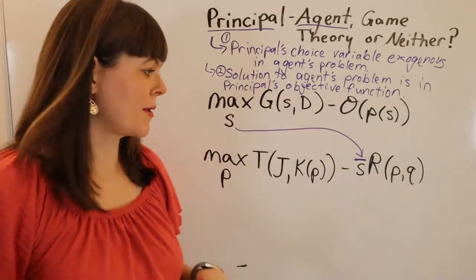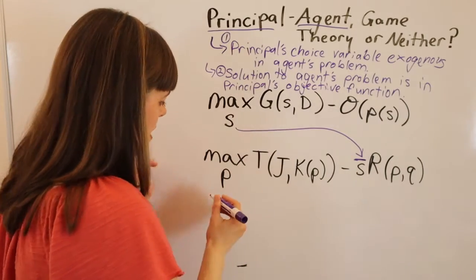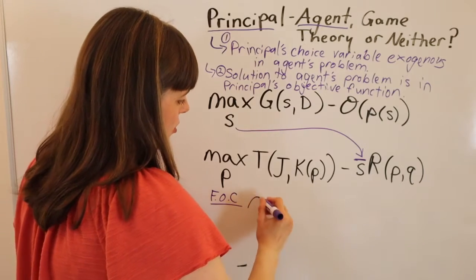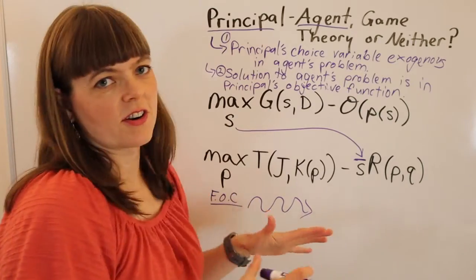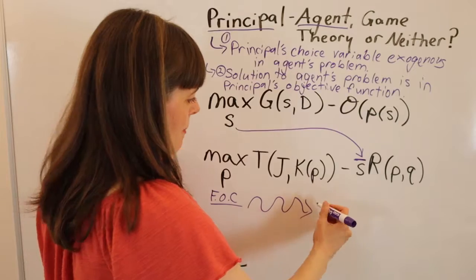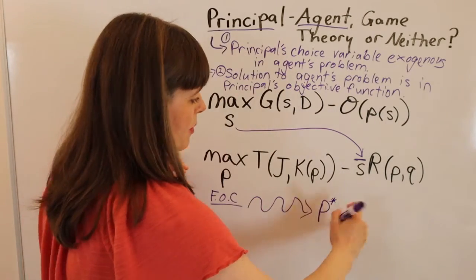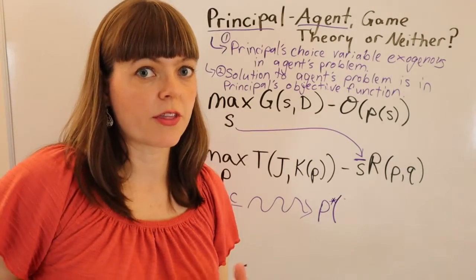And let me show you what I mean by that. So what is the solution to this particular problem? Well, if you were to take the first order conditions, you would take the derivative, set it equal to 0, check the second order conditions and all of that. And what's going to pop out? Well, what's going to pop out is the optimal value of the choice variable p, and that's going to be a function of every single exogenous variable in the whole problem.